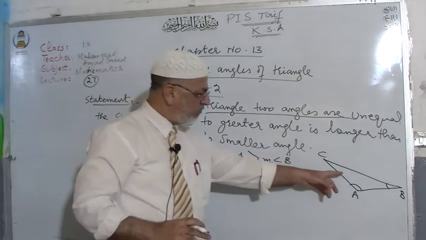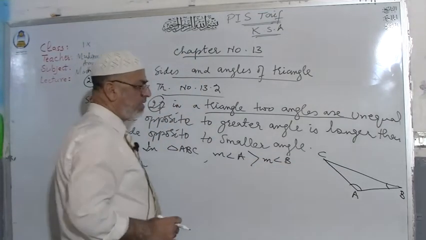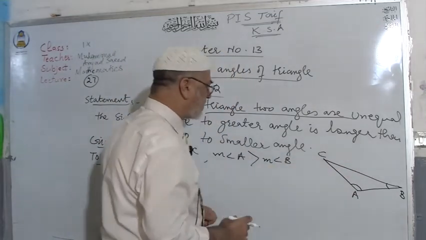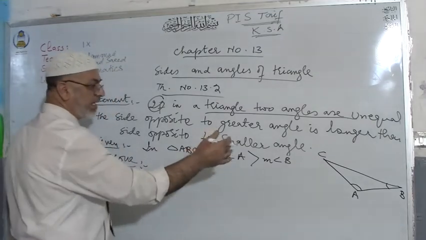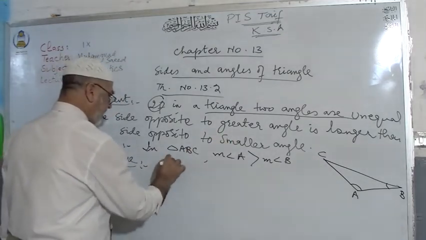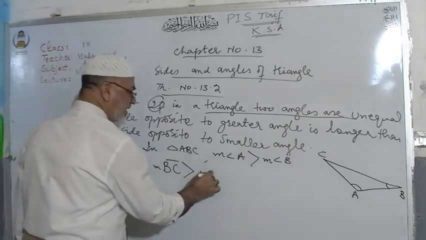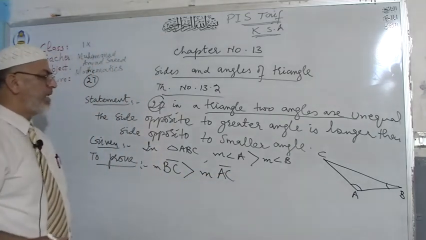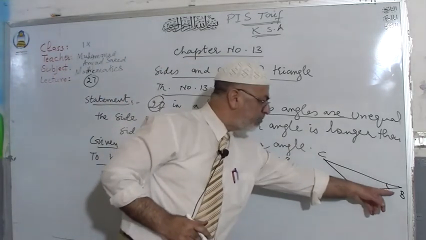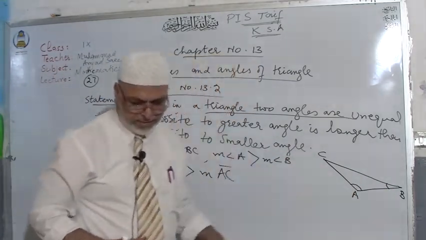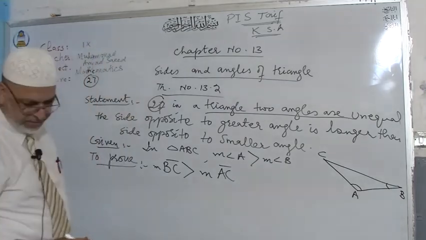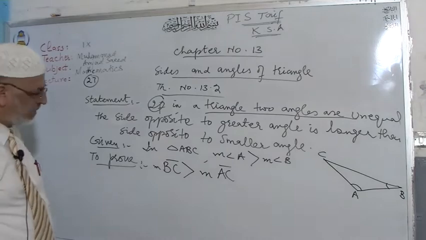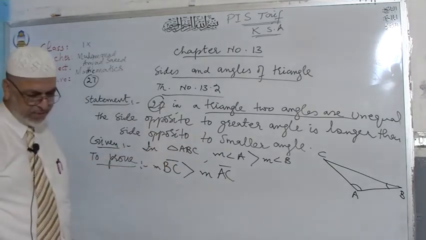We have to prove that the side opposite to the greater angle. What is the greater angle? A. So the side opposite to the greater angle A is BC. We have to prove that BC is greater than AC. A greater than B, so BC is greater than AC.